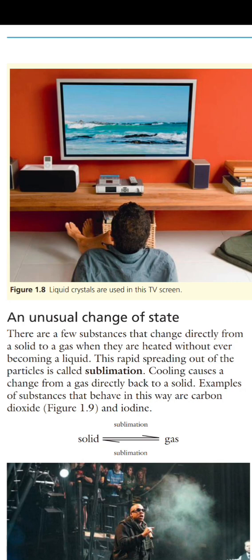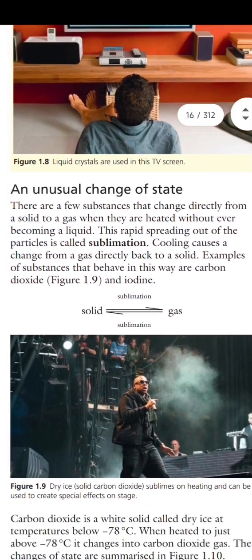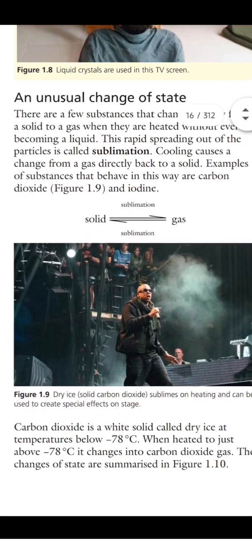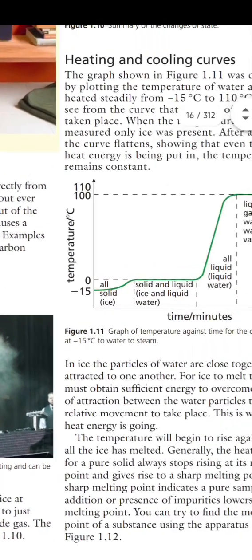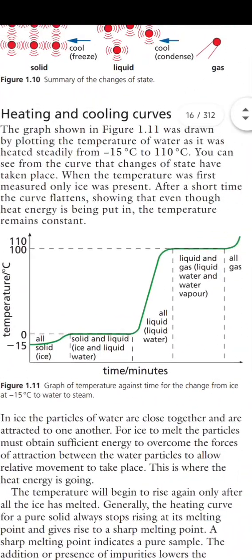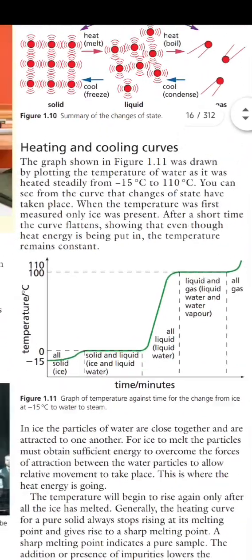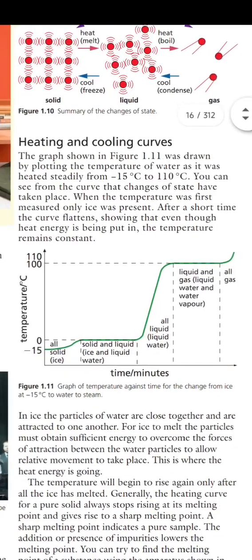Now let's understand something very important: what happens when we heat a solid like ice. Scientists draw a graph called a heating curve. This graph shows how the temperature changes when a substance is heated. Imagine we take ice at -15 degrees Celsius and we heat it slowly. At the beginning, the temperature rises from -15 degrees Celsius to 0 degrees Celsius. So you have only ice, just getting warmer.